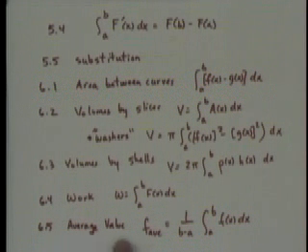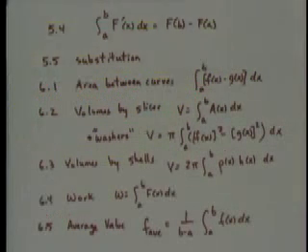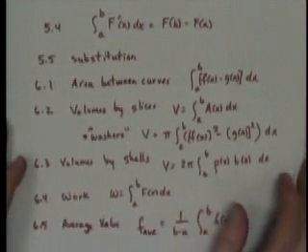And then the last one was average value. So the average value of a function over an interval from a to b, if the function is continuous, is 1 over b minus a, times the integral from a to b of f of x dx. You can see there's a lot of similarities in what we're integrating in these applications, coming up with different integrands that allow us to have this calculus idea apply in a different way.